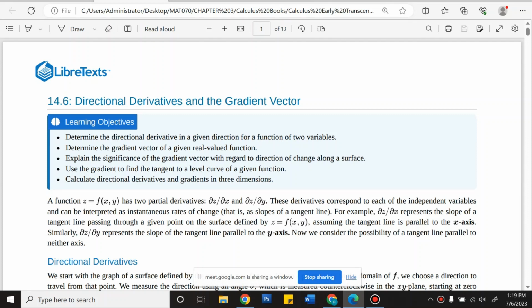So what do you remember, class, about directional derivatives?